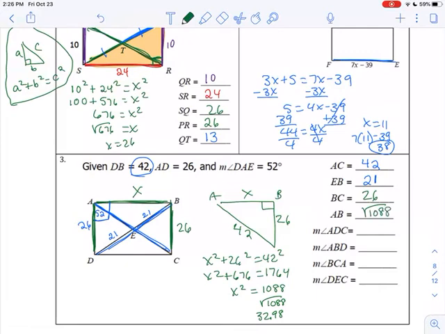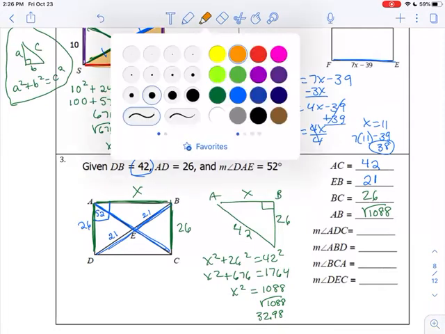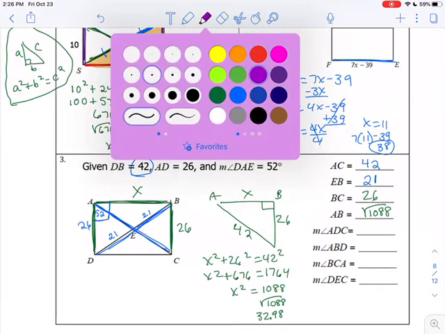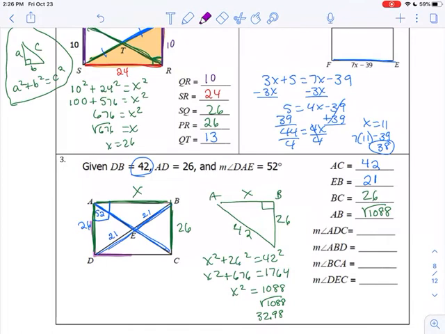32.98. Another way to do this, since they didn't tell me really to round it off, I would just leave it as a radical. I'd leave it as square root of 1,088. That would be perfectly fine. And that would probably be even better to do.